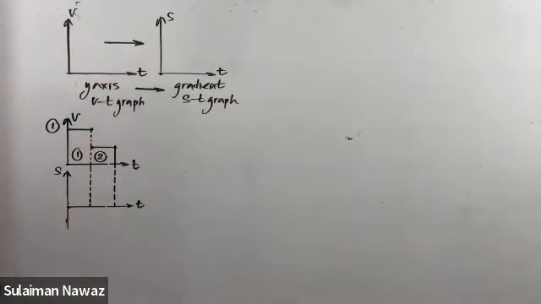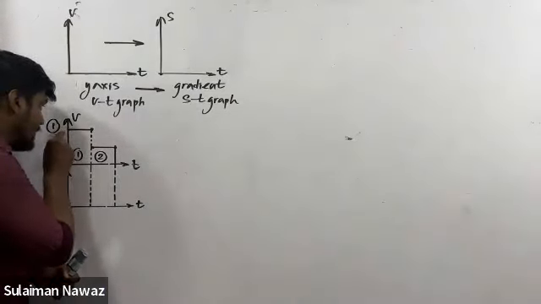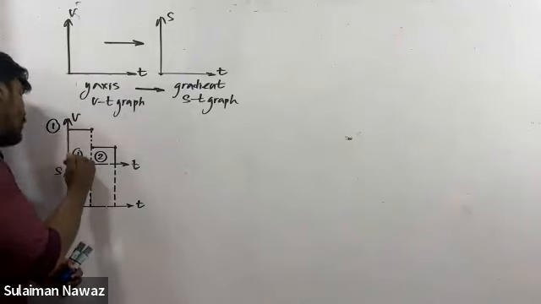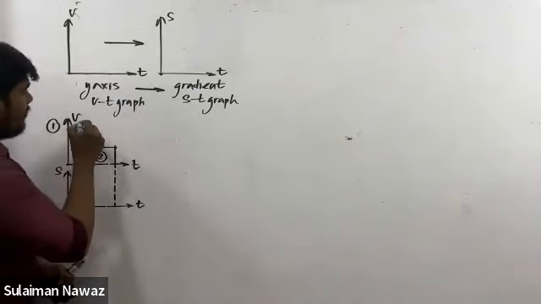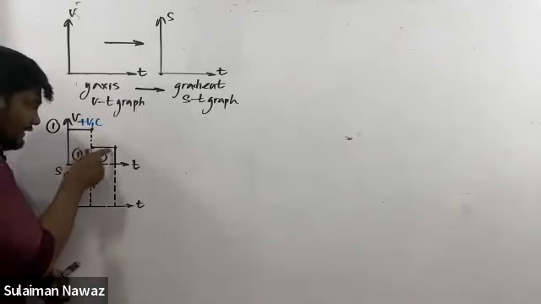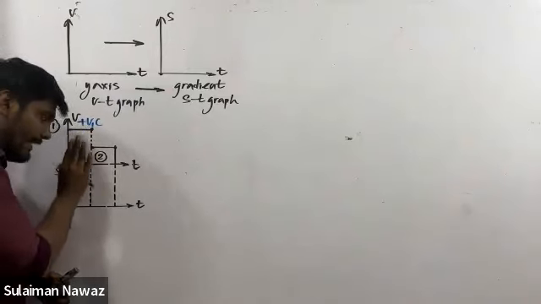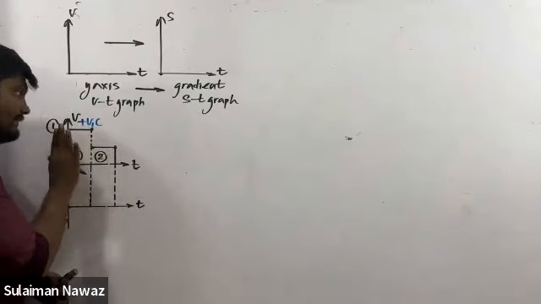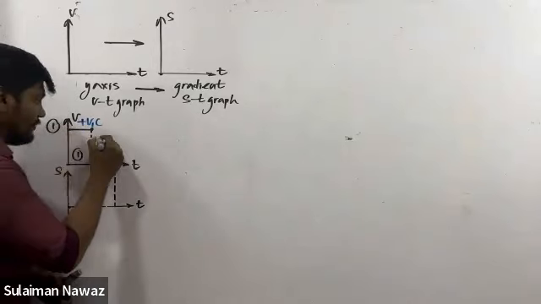Positive velocity constant. Am I correct? Look at the y-axis. This time the y-axis is my velocity. Above the time axis is positive y, below the time axis is negative y. So positive velocity constant. The second graph is also positive velocity constant. Look at the y-axis, don't look at the gradient now. When you look at the y-axis, this is also positive velocity constant.